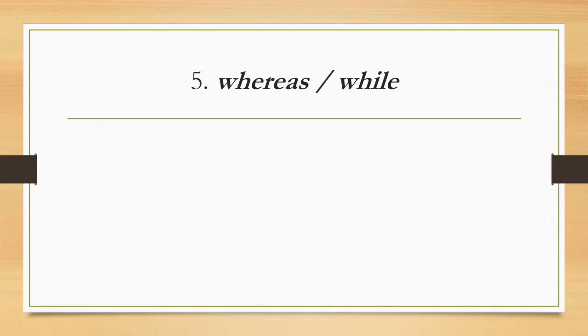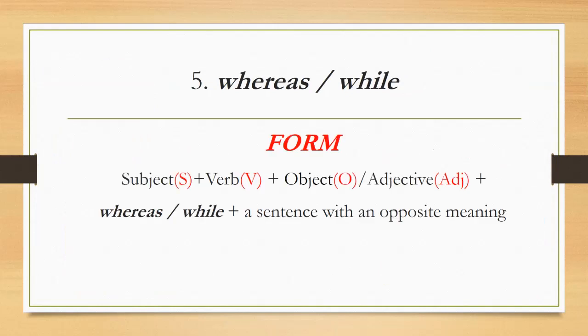To the last item, five is whereas or while. The form is subject plus verb plus object or adjective plus whereas or while plus a sentence with an opposite meaning.